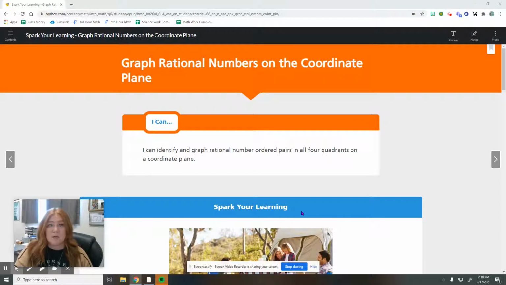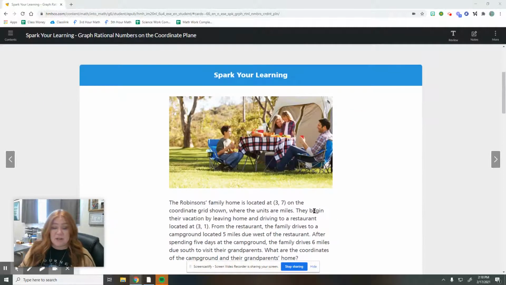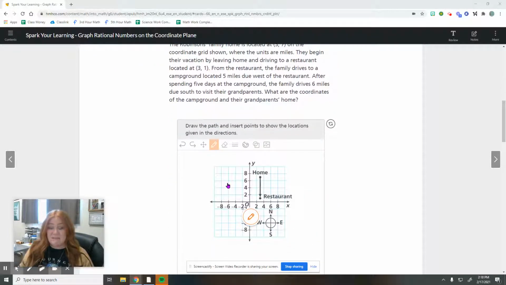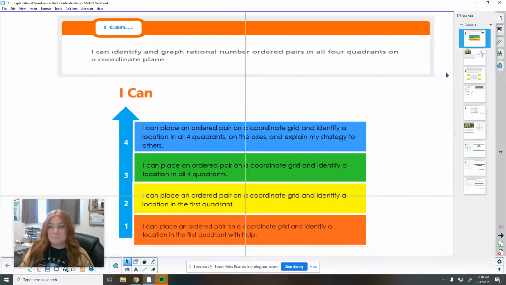This video is for lesson 11.1. So if you have not already done the Spark, go ahead and try out this Spark about the Robinson family and use this graph, and then come back and see how I thought about that.